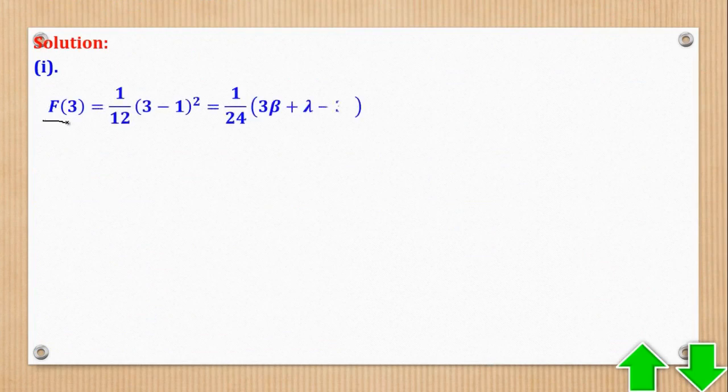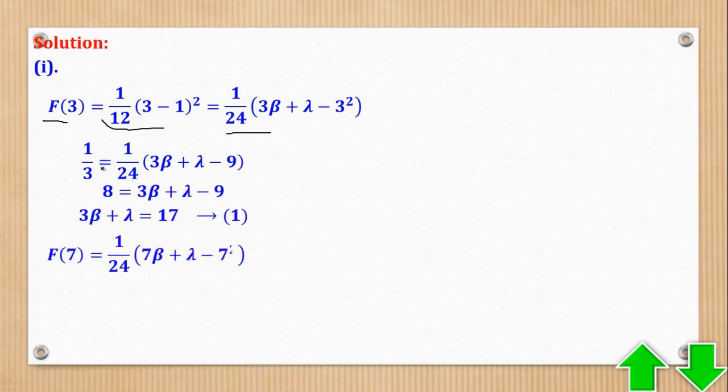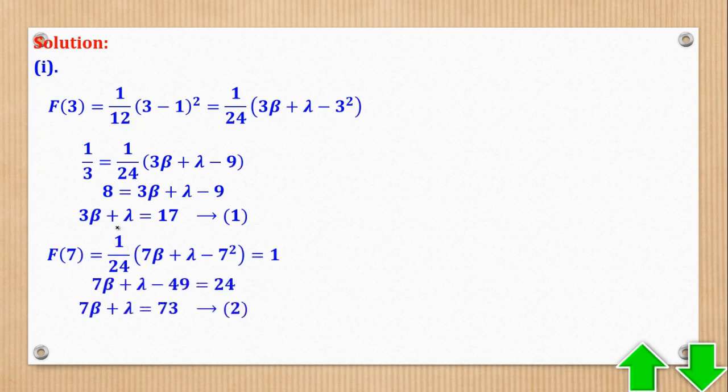So F3, substituting the second one and third one, you come up with that. Then simplify to get an equation. That will be equation 1. What about F7? F7 is still the same case. Simplify and get an equation. So those are two equations, two unknowns. We have to solve them simultaneously.